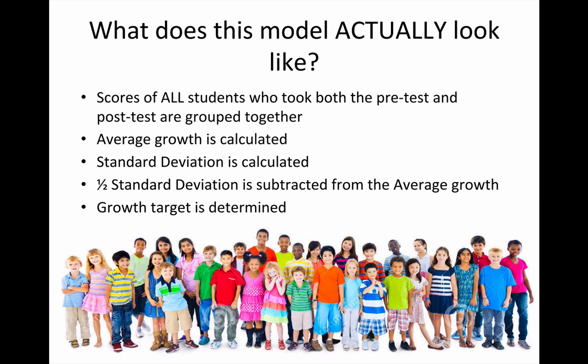In order to get our new growth target, we subtract 1, which is 1/2 standard deviation, from 5, which is the average growth. Our answer is 4. So, the growth target for this group of students has been lowered from 5 points to 4 points.